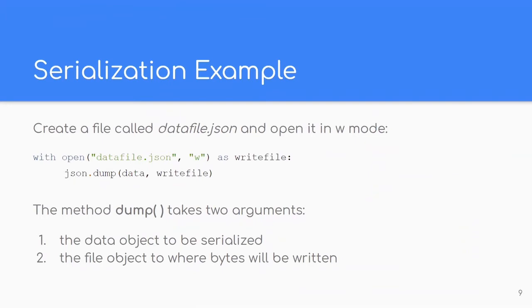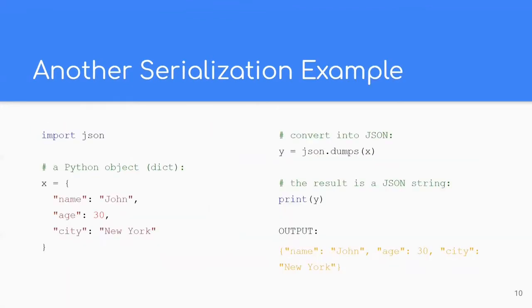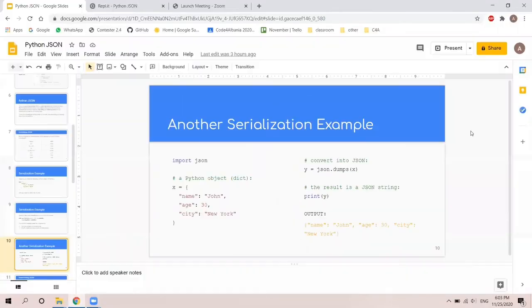So the first step is to create a file named datafile.json, and you open it in write mode. If the file does not exist, it will automatically create this new file. And then you have to write json.dump in parentheses, data and write file. So the method dump takes two arguments. The first one is the data object to be serialized, and the second one is the file object to where bytes will be written. This is another serialization example, but before this, let's try and write some code in REPL.